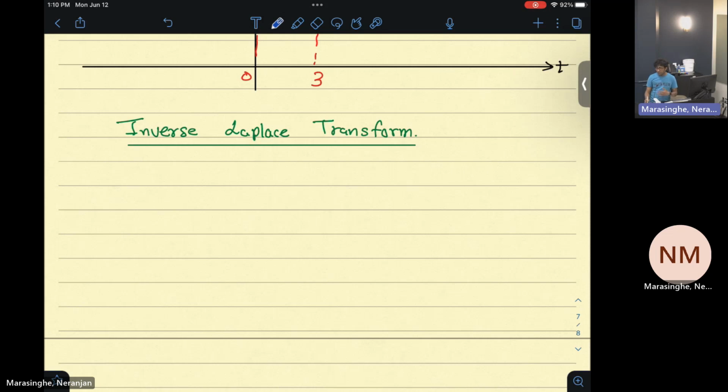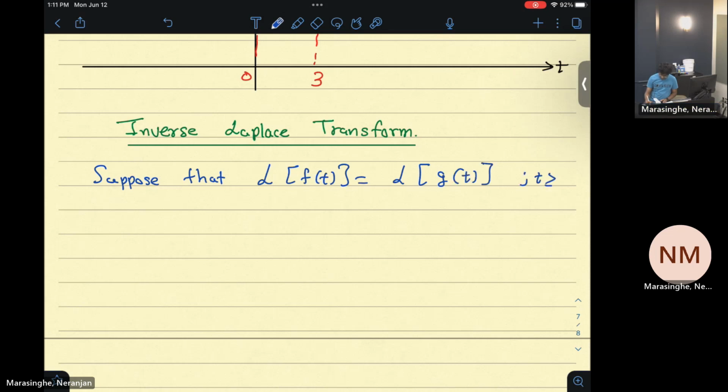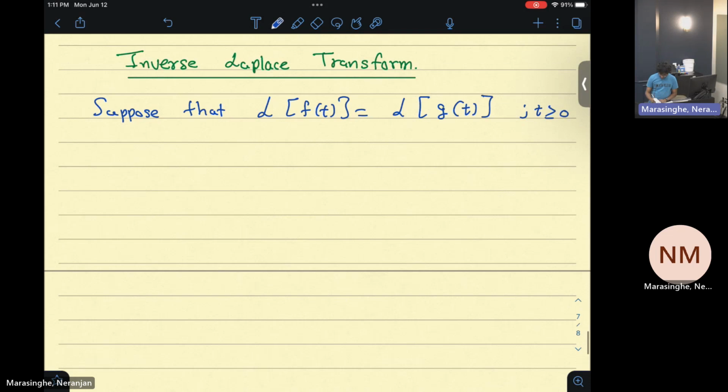Suppose you have two functions, two positive functions. Suppose that the Laplace transform of f(t) is going to be equal to the Laplace transform of g(t). t is positive. Okay. So we do not need to write t greater than or equal to 0 in each step. If we can write this in this way, right?